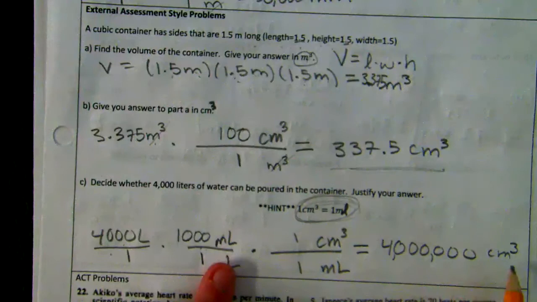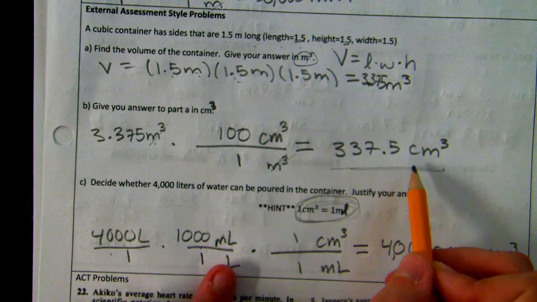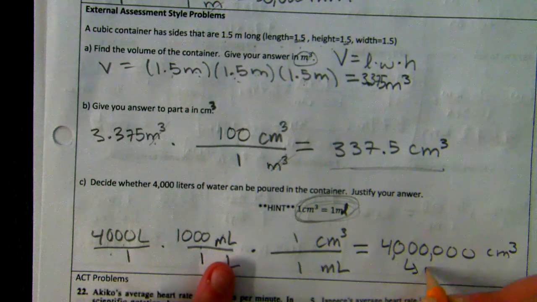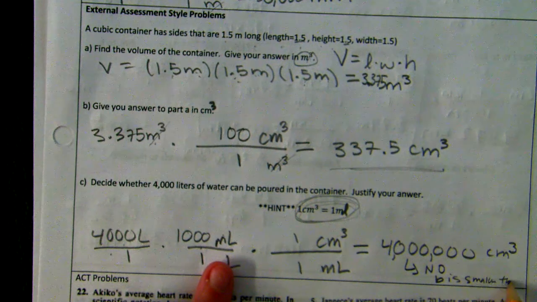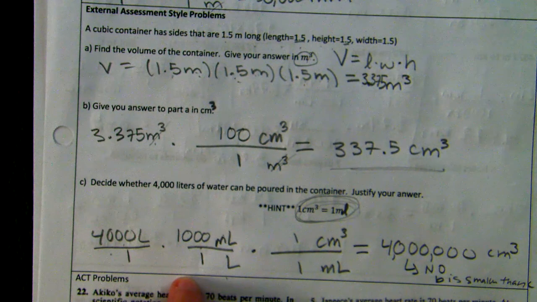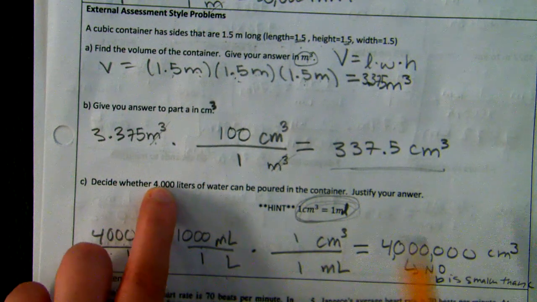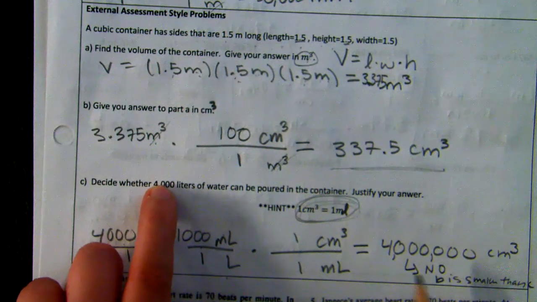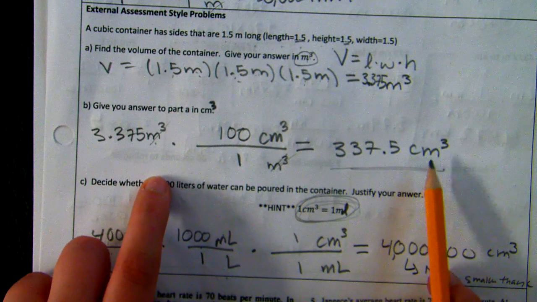So can my 4 million centimeters cubed fit in a container that only holds 337.5 centimeters cubed? No, there is no way. So I'm going to say no, the answer in part B is greater than the answer in part C. So I'm just going to say here B is smaller than C. And if you're watching this video, if you want to explain it a little bit better, that would make me very happy. But for the sake of space, that's just what I'm going to write here. But once again, to explain why that happens, 4,000 liters is the same thing as 4 million centimeters cubed. And 4 million centimeters cubed is not going to fit into a container that only holds 337.5 centimeters cubed.